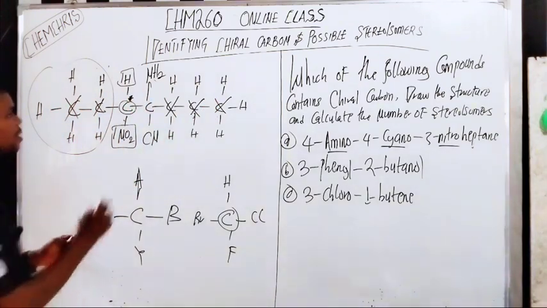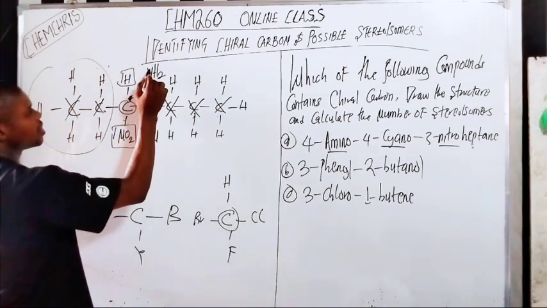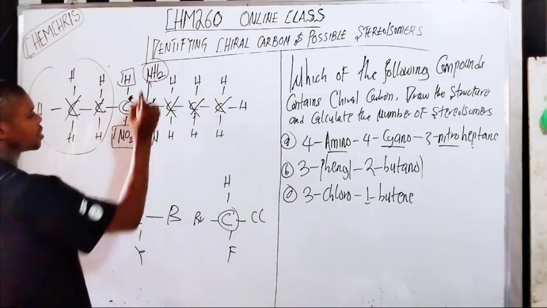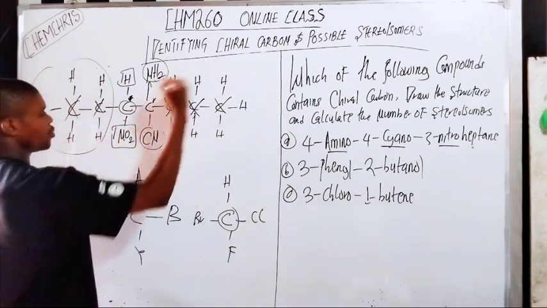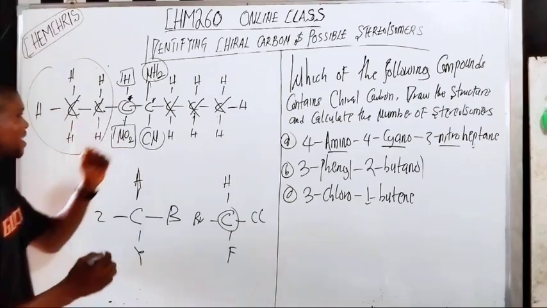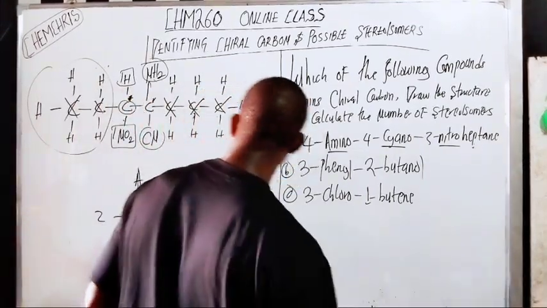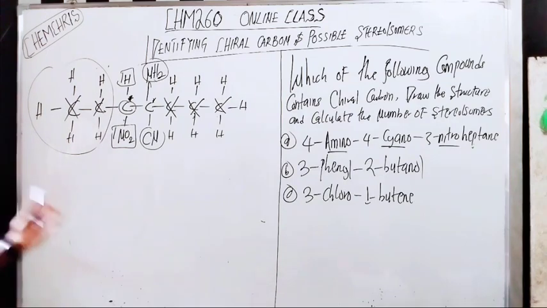Do you understand? Now if you look at this one here, this one is also a chiral carbon. How is it a chiral carbon? Here we have NH2, CN, the whole of this one and the whole of this one. Do you understand? So this carbon is a chiral carbon. So in the sense that here we have 2 chiral carbons. This compound has 2 chiral carbons.